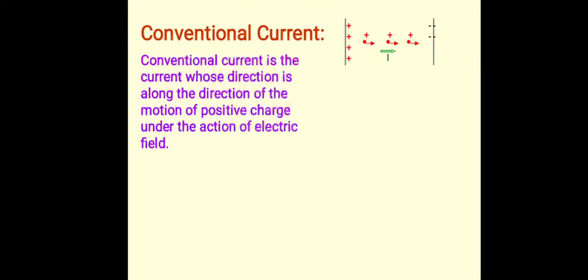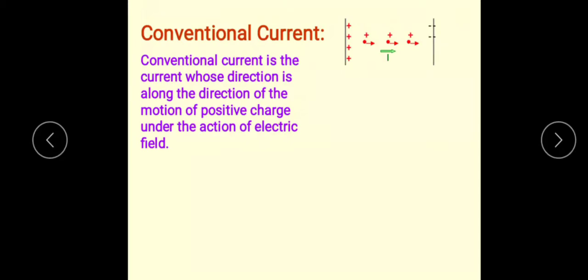The conventional current is a current whose direction is along the direction of the motion of positive charge under the action of electric field. See, it is explained like this. Let us consider a conductor. There are two free ends here. One end is at a positive potential, the other end is at a negative potential.